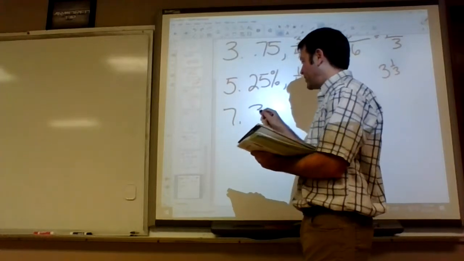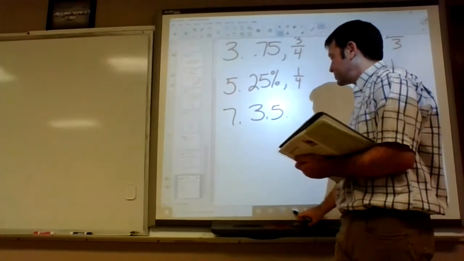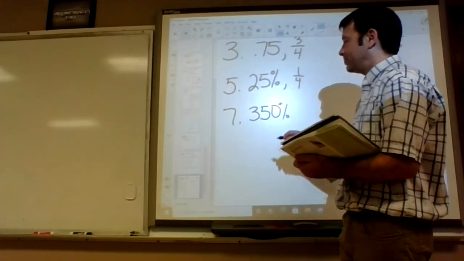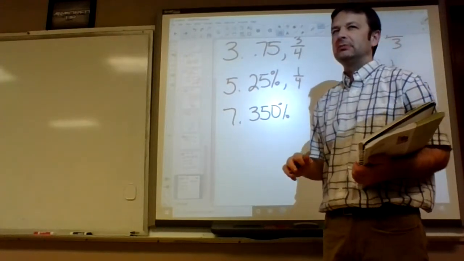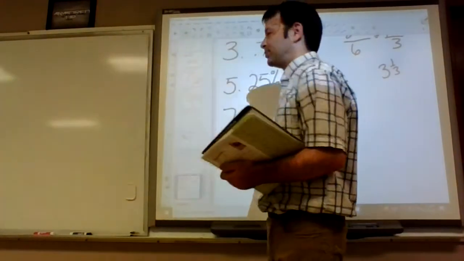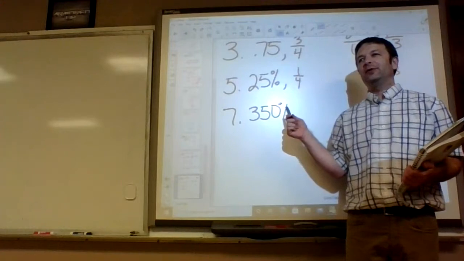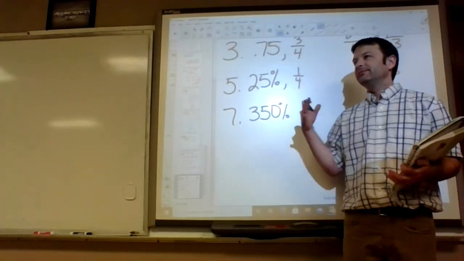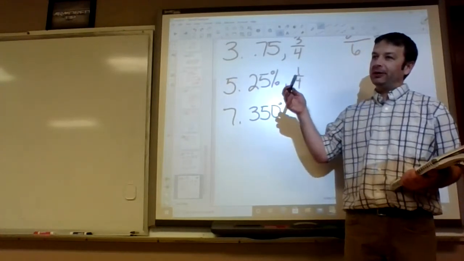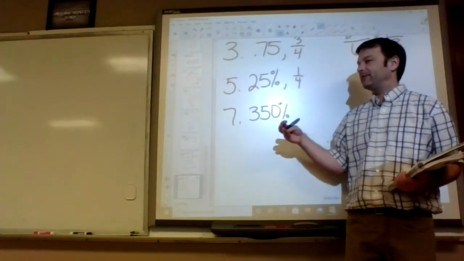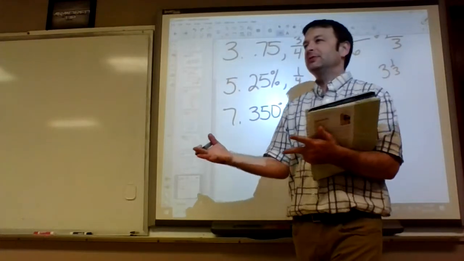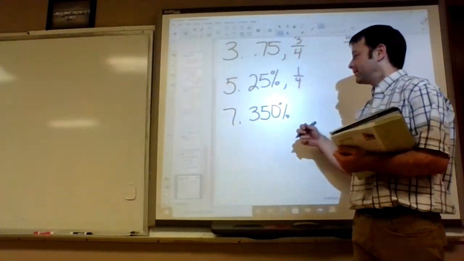Number 7, 3.5, what's that as a percent? 350%. Yeah, 350%. What does 350% mean? It's like 3.5. If the population went up by 350%, you do 3.5 times the population and add that back to the population. Anyway, it means 3.5.